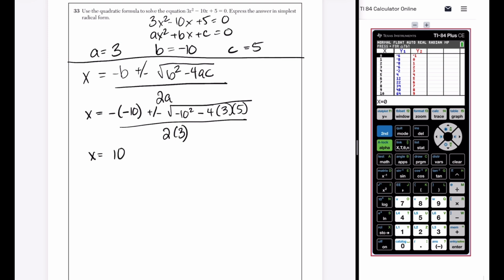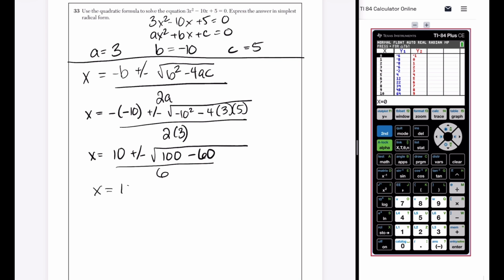So this just is a 10. So 10 plus or minus the square root of negative 10 squared, which is just 100. And then minus 4 times 3 is 12, 12 times 5 is 60. So minus 60 over 6. So far, so good.